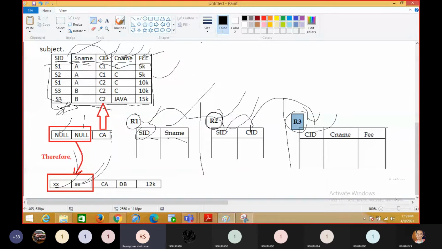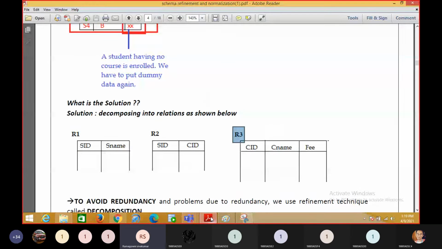From this table I divided into multiple tables, R1, R2, R3. From the student table you have student ID, student name. From the course table you have course ID, course name, P. Then how can I provide the relation? See here, I create another table, the R2 table, that has foreign keys SID and course ID. We are maintaining another table.